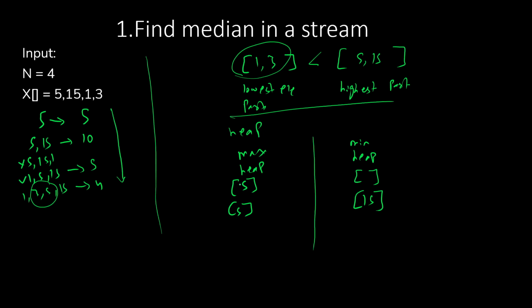Now since the length is only one here, the max heap is greater than this one. So in this case, we will take the max heap element directly. So 5 will be the median. This will be your median here.